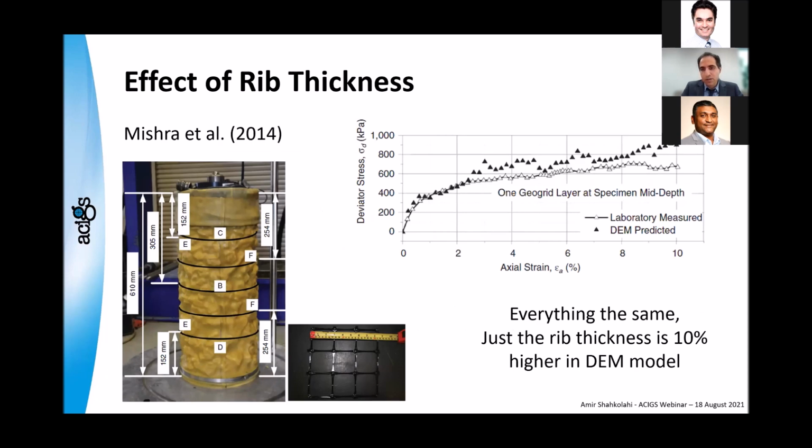And you can see the dots, black dots are the laboratory measures, and the white one was a DEM model that was developed based on that. Just the thickness of the ribs are, sorry, the DEM is the black triangle, sorry, the white triangle is a lab test. And the ribs in the DEM model, the thickness was increased by 10%, and you can see the difference between the results.